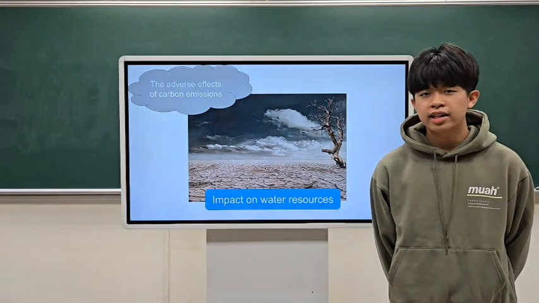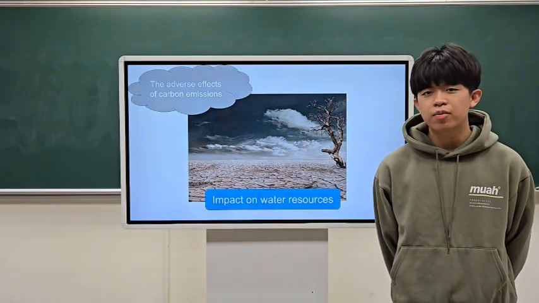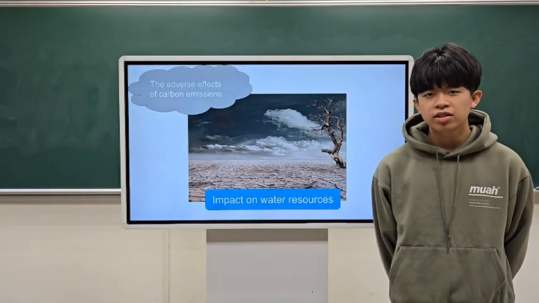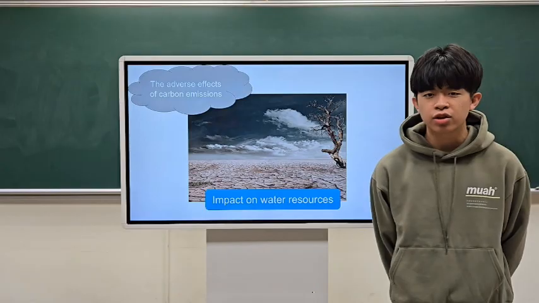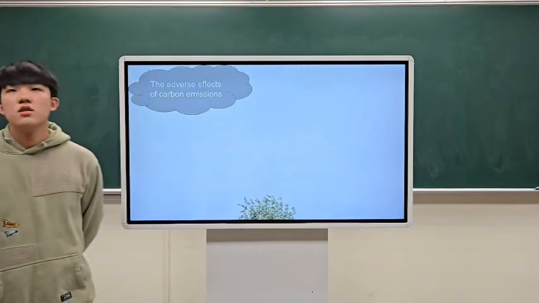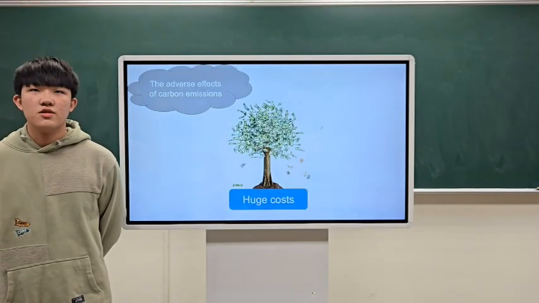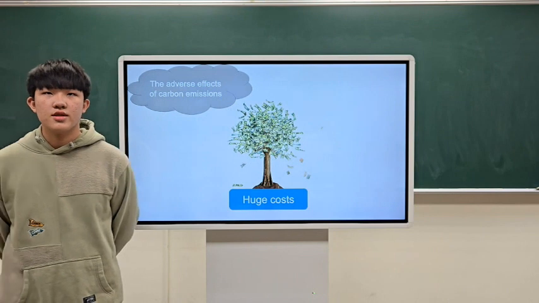Water resources are another critical area impacted by carbon emissions. Global warming causes water shortage in some regions, and it threatens agriculture and food security. Moreover, it's difficult to address climate change due to the great cost.